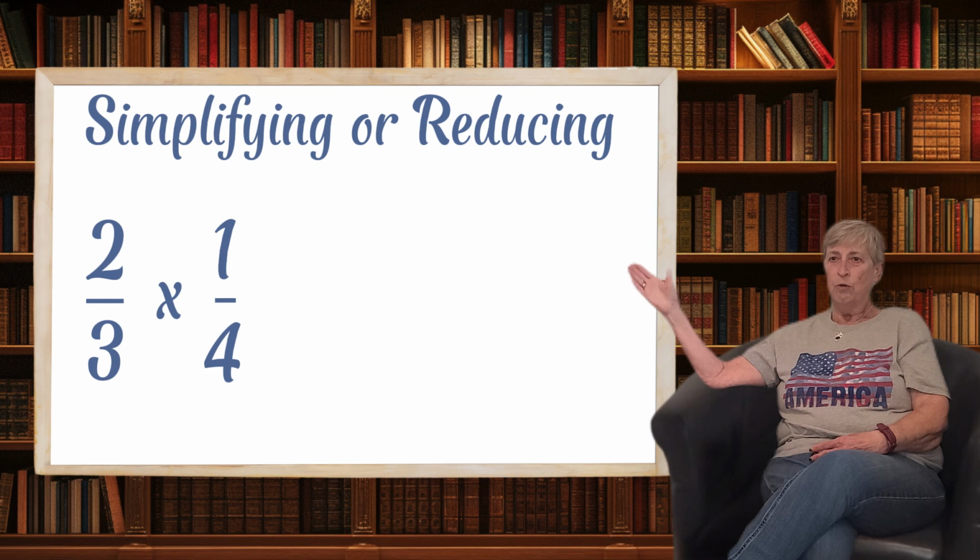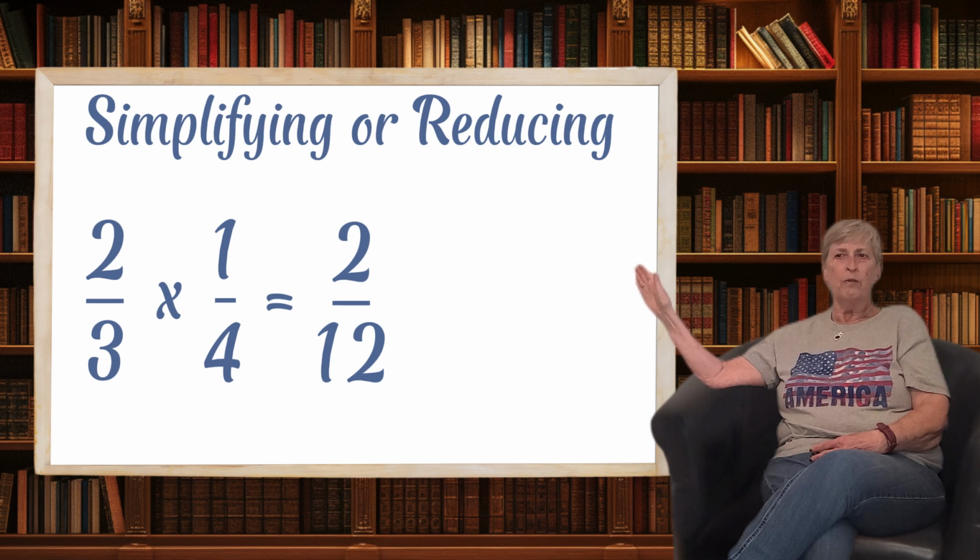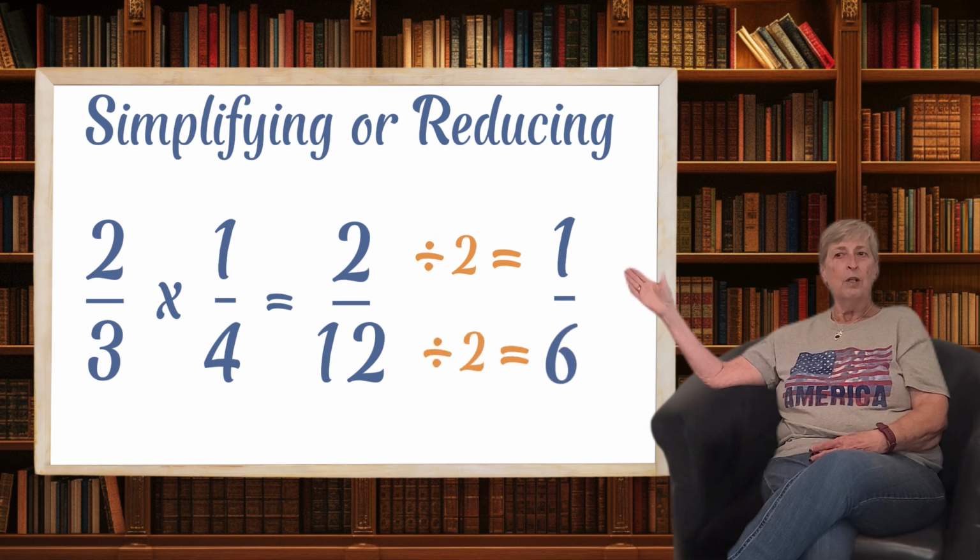So now we have 2/3 times 1/4. 2 times 1 is 2. 3 times 4 is 12. Answer 2/12. Remember what we said in the last problem. If both numbers are even, we know that it is at least divisible by 2. So in this instance, we would divide 2 by 2, which is 1, and 12 divided by 2 is 6. So our final simplest answer is 1/6.